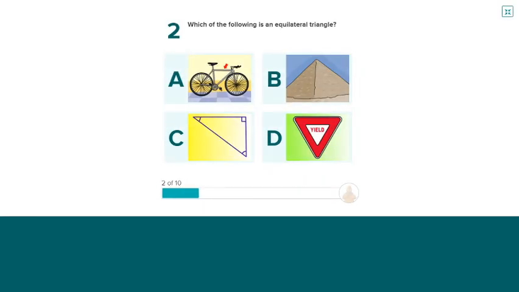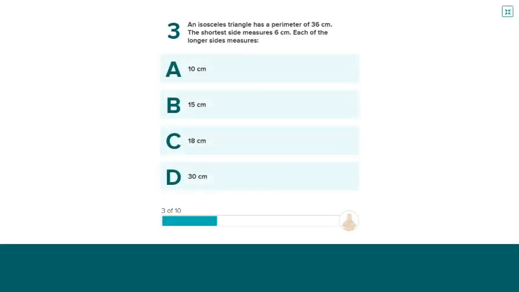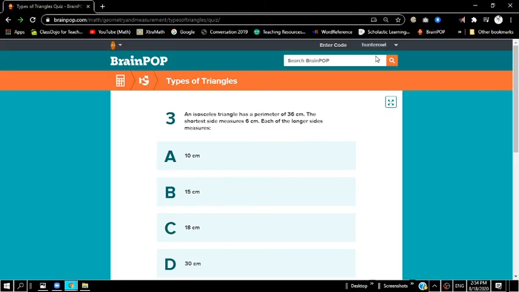All right. Which of the following is an equilateral triangle? Well, it can't be the letter A. That's right, but it can't be. Let's see. Let's try D. An isosceles triangle has a perimeter of 36 centimeters. The short side measures 6 centimeters. Each of the longer sides measure. Tell you what, we're gonna save some of these problems for next time. We're gonna continue working with isosceles and scalene and those types of triangles for another date.